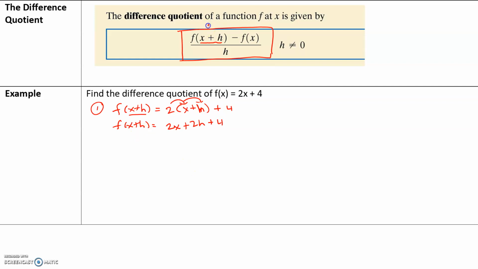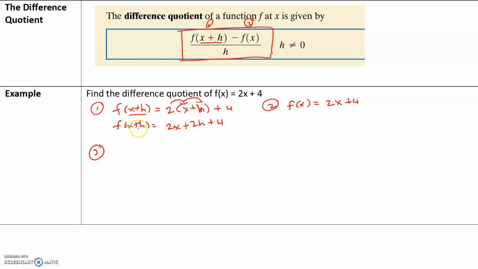So that's part one. Second part, we want to find, well, what is f of x? That's the easy part. F of x is just equal to 2x plus 4. Okay, so we found f of x plus h. That's the first thing we needed. F of x was given to us. Now the third thing is we're going to put it all together in this formula.